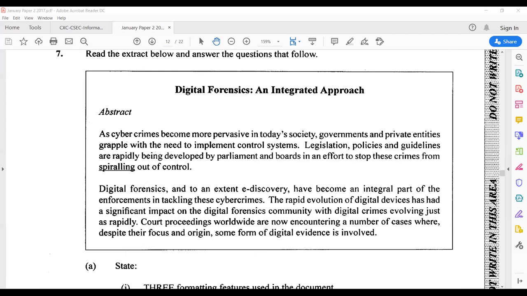So it has italic, bold, and underline. Right. What it looks like, you see in italics, abstract is italic. The title of the paper is bolded. And then this word spiraling seems to be underlined.